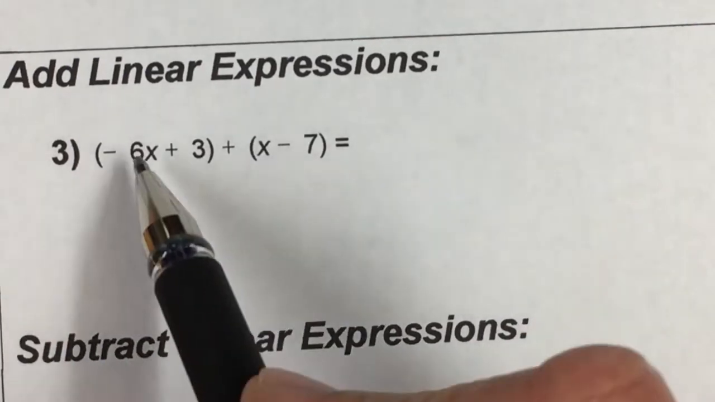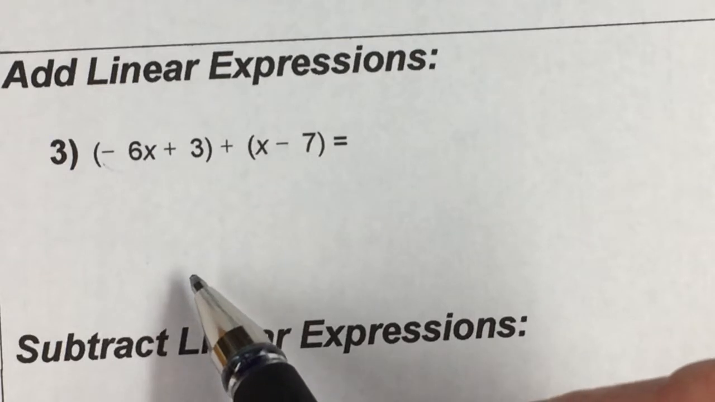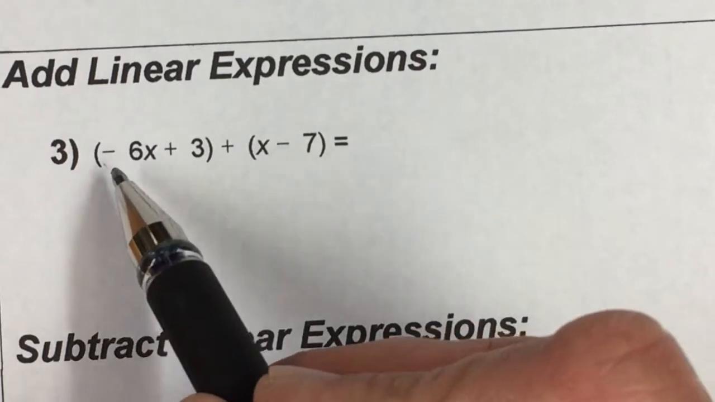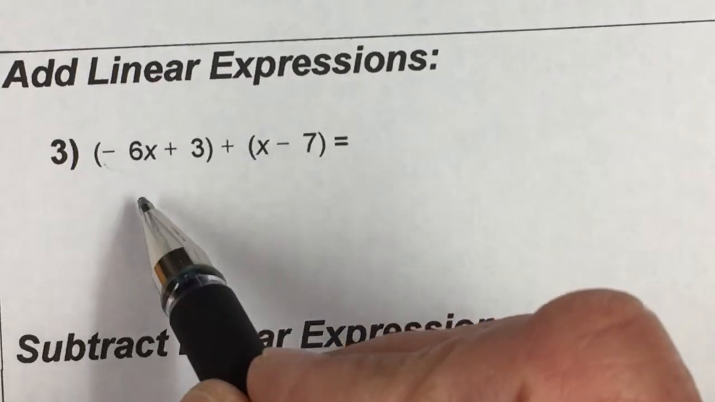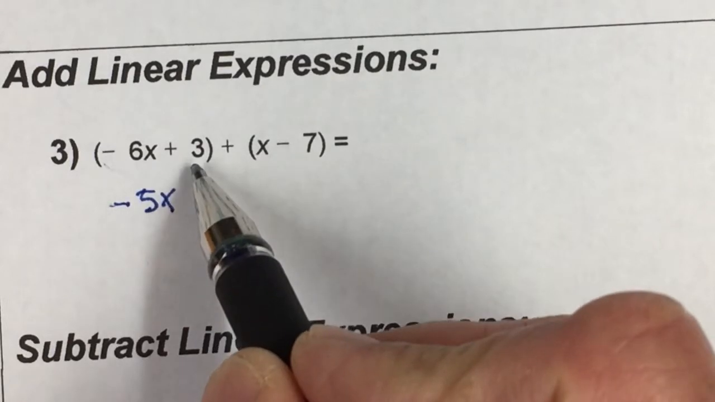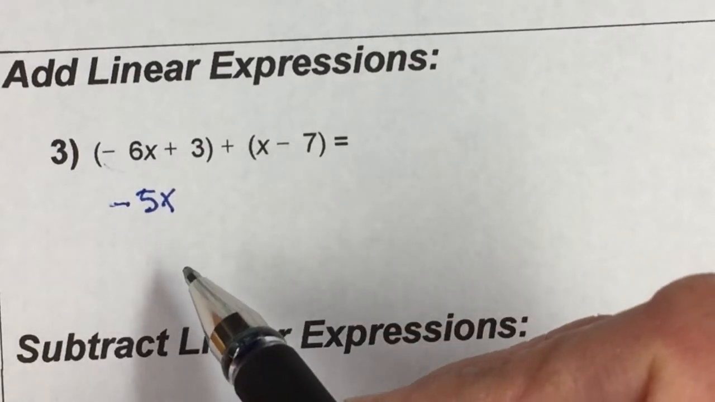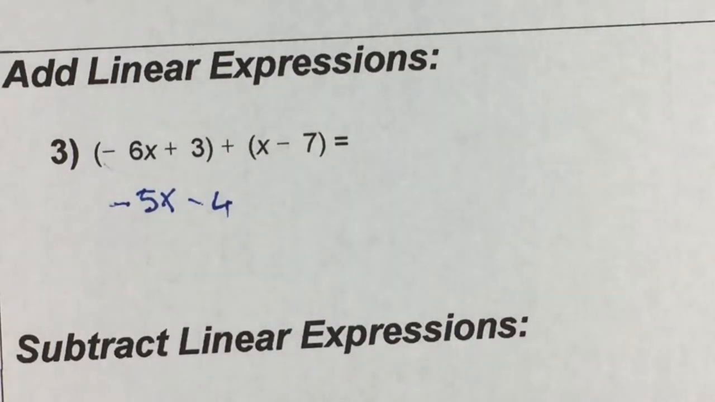Add linear expressions. I'm going to add this linear expression with this one. So by adding, I need to combine the like terms. Same thing. Negative 6x plus x is negative 5x. And 3 minus 7 is negative 4. Very good. And this is it.